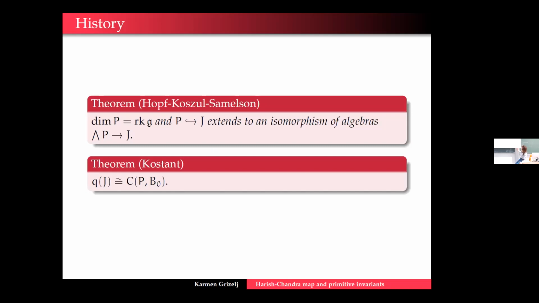Now, there are some results about these primitive invariants. First of all, the dimension of that space is the rank of G. And the inclusion of the primitive invariants to all the invariants extends to an isomorphism from the exterior algebra of P to J, with respect to the bilinear form B.